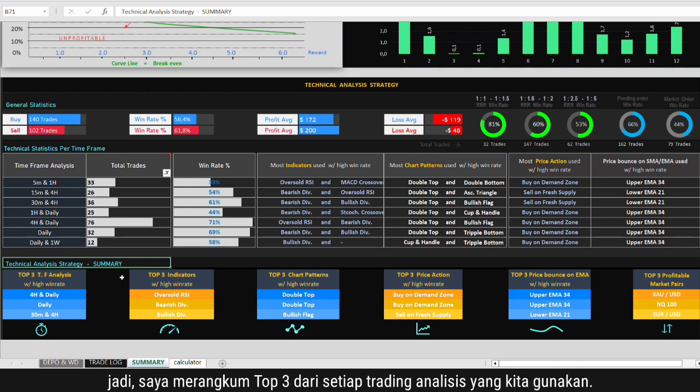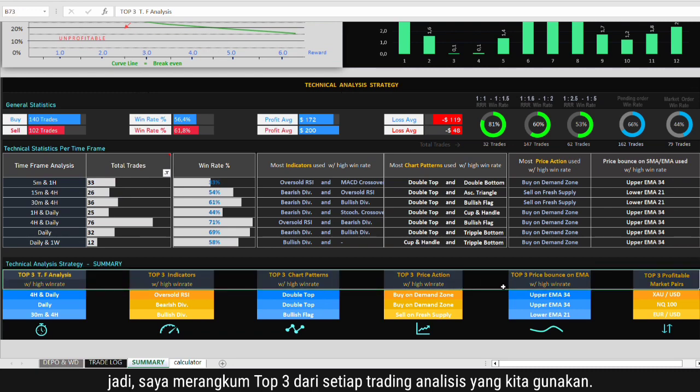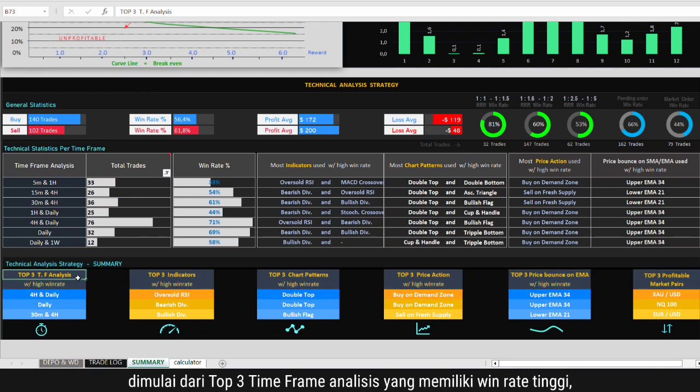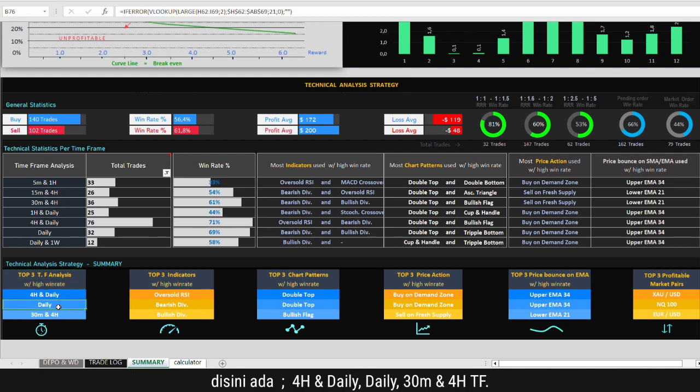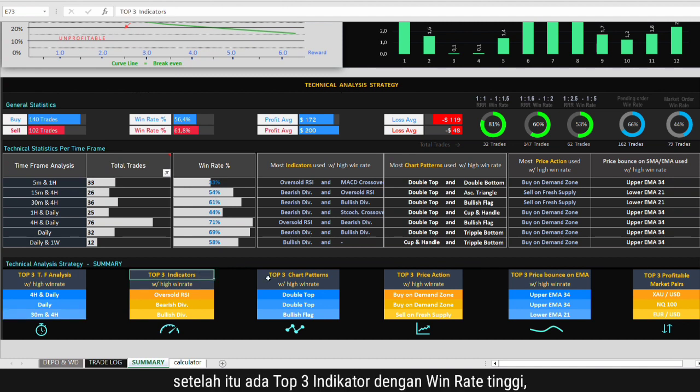The last part of this technical analysis strategy is the summary of the strategy itself. Here I summarize by formulating the top 3 of each trading strategy that we use. Starting from the top 3 time frame analysis with high win rate, here we have 4-hour and daily, and 30 minutes and 4-hour time frames. After that we have the top 3 indicators with high win rate, top 3 chart patterns, price action, moving average, and the last one is the top 3 profitable market pairs.